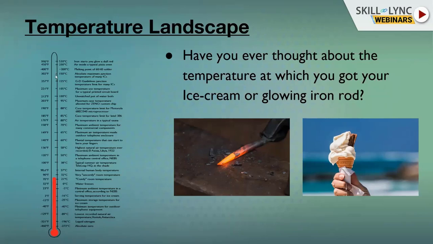And minus 16 degrees Celsius is the best temperature at which ice cream has to be served. And minus 273 degrees Celsius is the absolute zero temperature. I just wanted to develop a basic understanding of temperature with this. Now let's jump to the main topic.